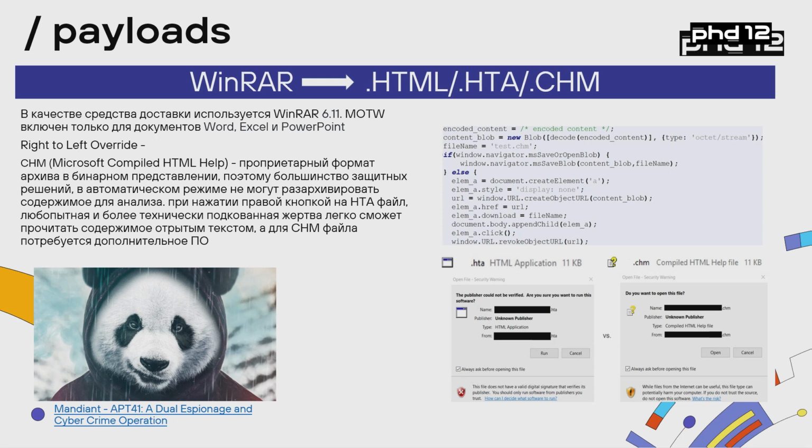Now let's talk about delivering payload. WinRAR, in its latest version 6.11, does support Mark of the Web, but only for some MS Office file types. So we can be sending HTML, HTA, or CHM, which is an archival format where you can squeeze several web pages simultaneously.